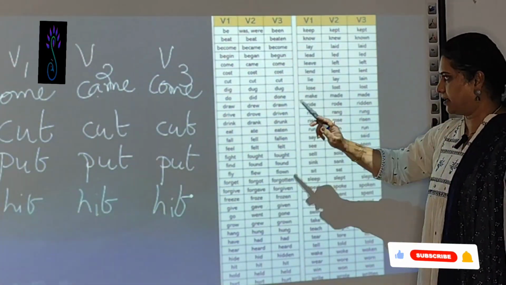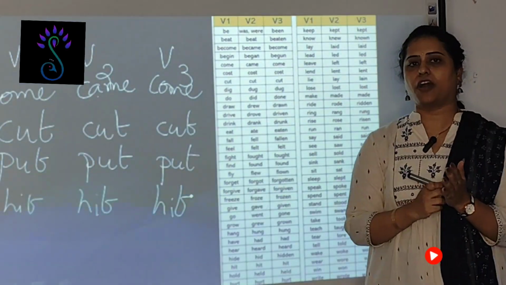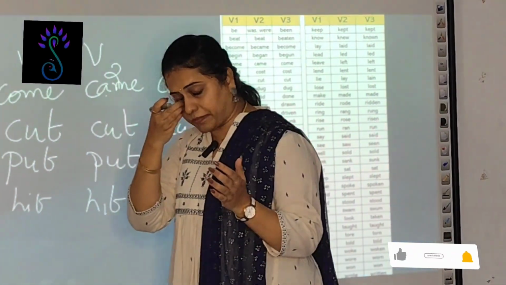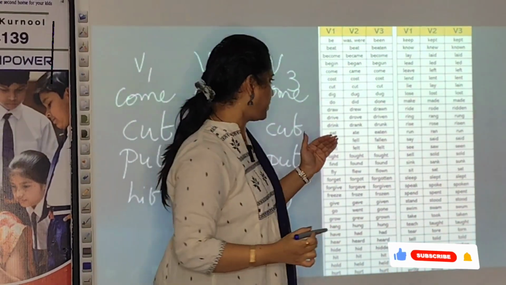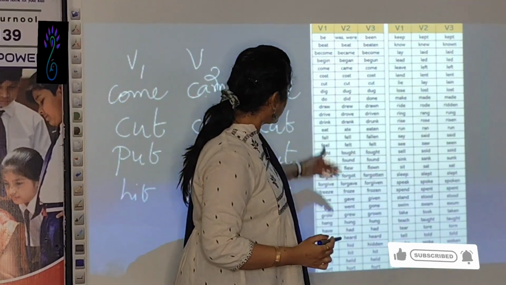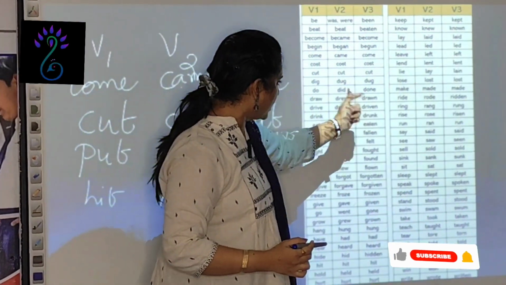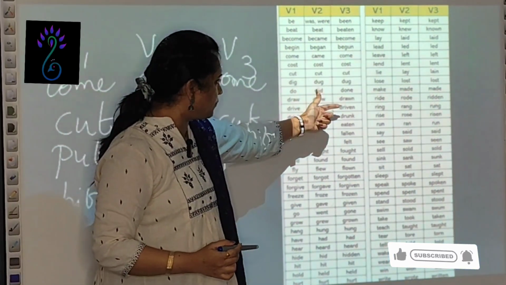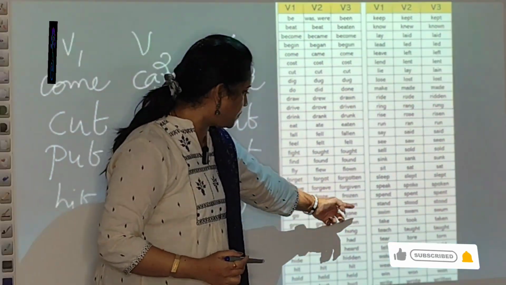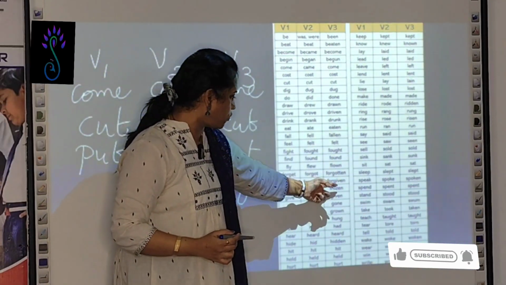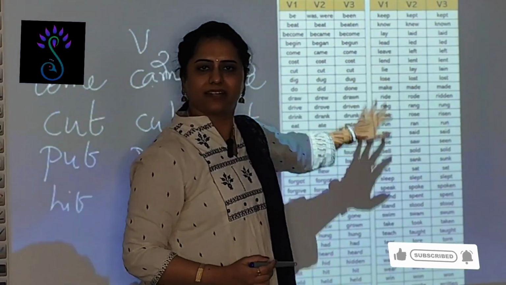Do, did, done. I'll tell you how to use them. Most of the students commit the same mistake while using do, did, or does. I'll explain this. So many are there here. Eat, ate, eaten. Drink, drank, drunk. Drive, drove, driven. Draw, drew, drawn. Give, gave, given. Freeze, froze, frozen. Forgive, forgave, forgiven. Many are there like this.